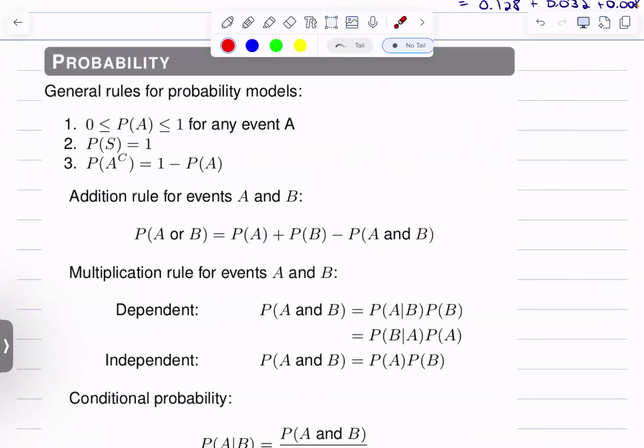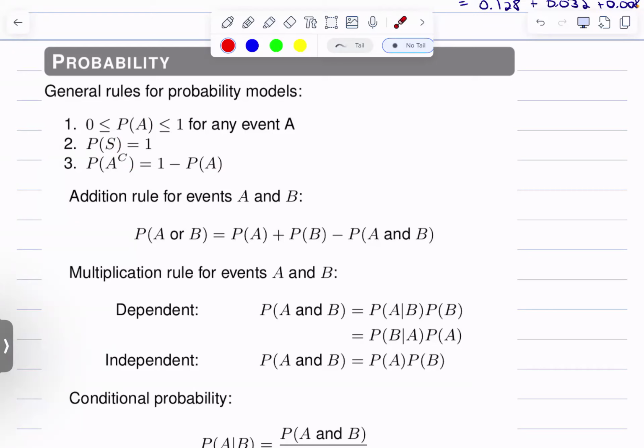You want to really get to know your formula sheet, right? A lot of these facts that we stated are given on your formula sheet. And so the general rules for probability models: probabilities have to be between 0 and 1. If the sample space lists all the possible outcomes, then if you roll a die, for example, one of those outcomes has to happen. So the probability of the sample space is 1. And the probability of the complement of an event is 1 minus the probability of that event.